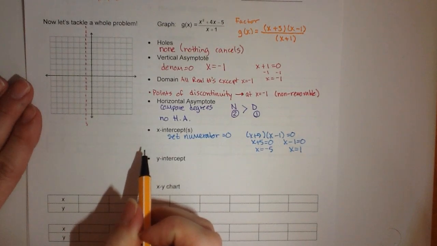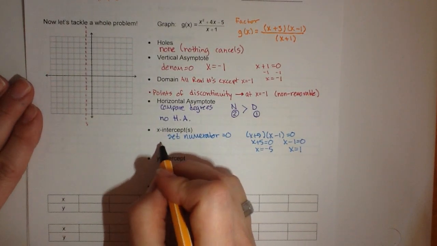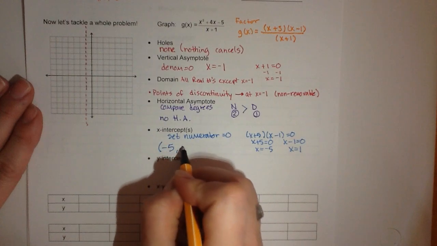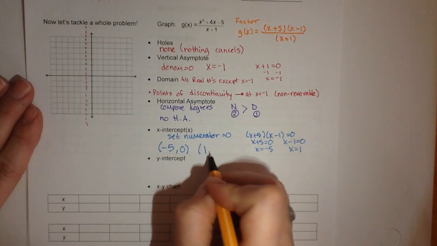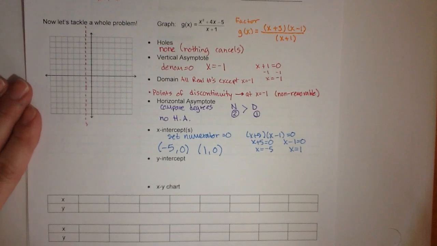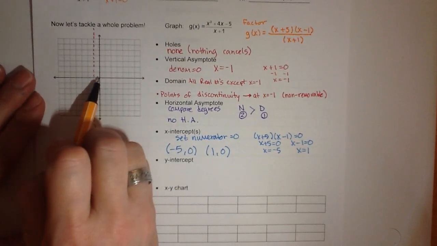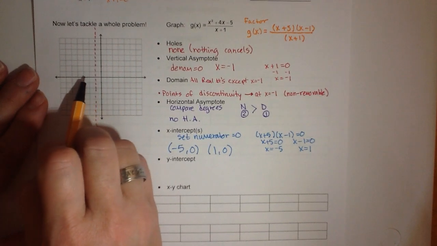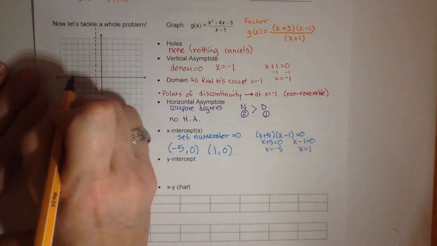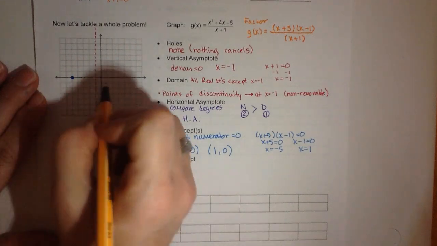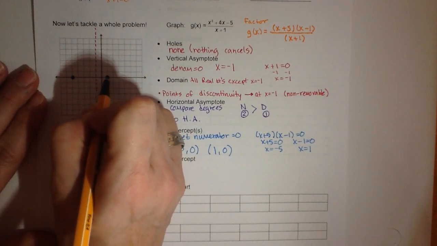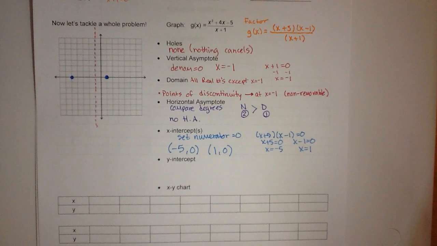So those x-intercepts need to be written as ordered pairs. So we'll have negative 5, 0, and 1, 0. We're going to go ahead and put those on our graph. So we go to negative 5, 0, 1, 2, 3, 4, 5, right here, and 1, 0, right there. And we move on to the y-intercept.